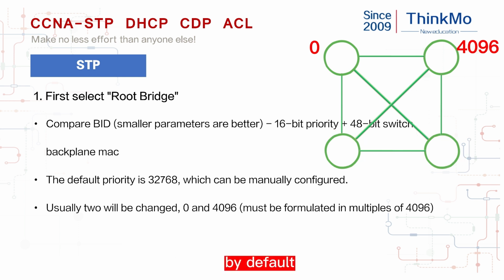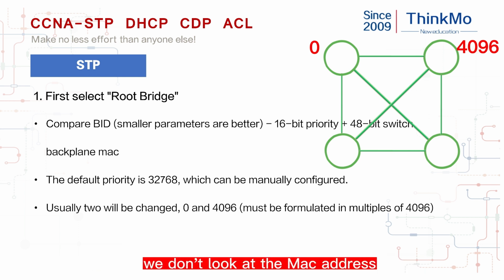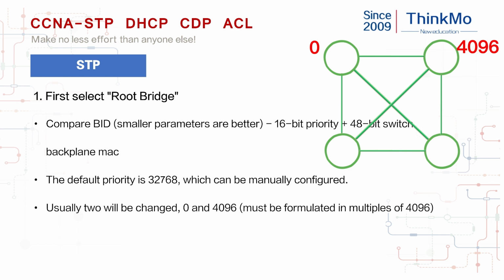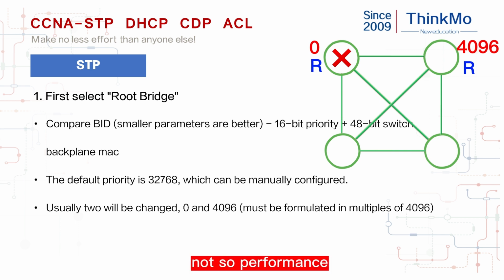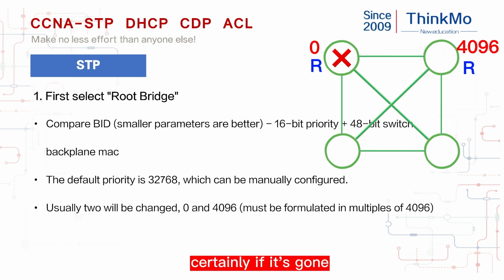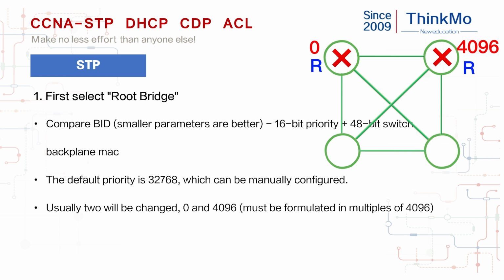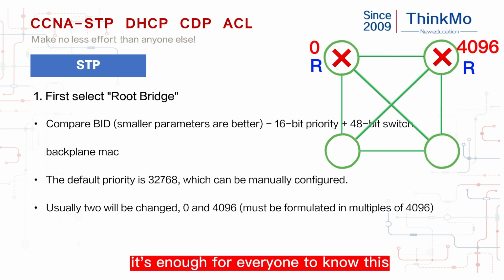By default, the first round of election compares the priority. We don't look at the MAC address. Compare priority. It sure is the best. Then it is the root. If it's gone, then it is the root. Not so performant, these devices will never be rooted. Certainly. If it's gone, then there's no way. We usually have to change equipment. It's enough for everyone to know this.